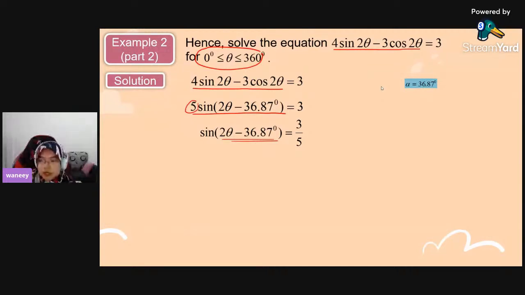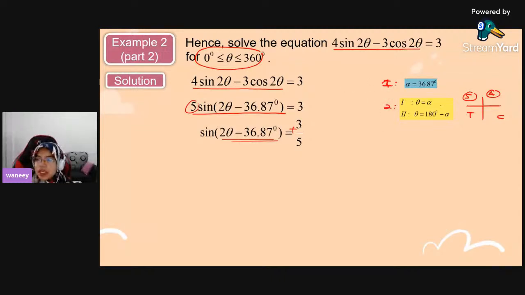Okay, so that is good. This is the basic angle. The first step, basic angle: alpha is equal to 36.87. For the second step, we have to verify which quadrant will give us a positive over 5. Just in case you don't remember ASTC, we need a positive for the sine, so either the first or the second quadrant. This is the first step, and this is the second step.